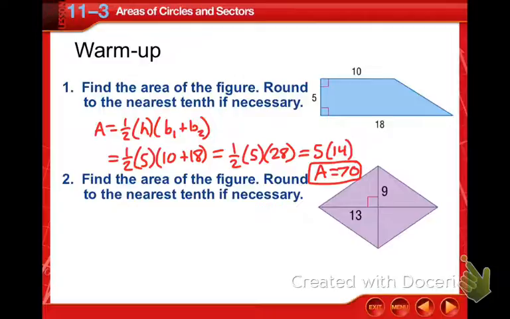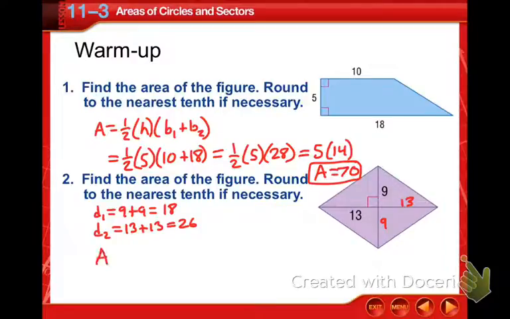Okay. Now for number 2, we have a rhombus. We know that because it is a rhombus, the diagonals are what we're going to use. And that means both diagonals are bisecting each other. So since we have half of each diagonal, the other side is 9 for the shorter one. The other side is 13 for the longer one. So that means D1 is 9 plus 9, or 18. D2 is 13 plus 13, 26.